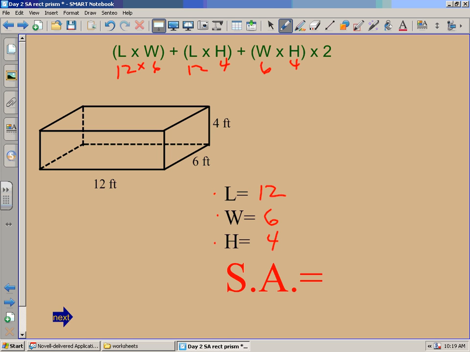Remembering that we're multiplying these, then adding them together, and that we then have to double it at the end. So what I'd like you to do is to take your calculator and carefully go through that problem that you see at the top: length times width plus length times height plus width times height, times 2.